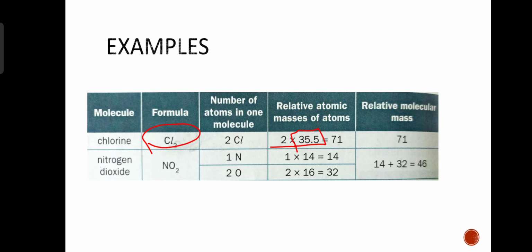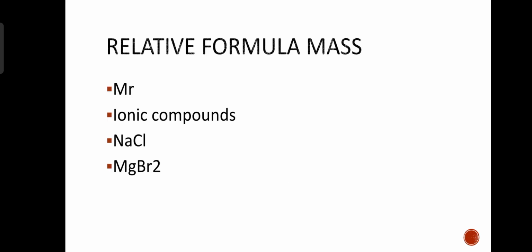It is calculated by adding together the relative atomic masses of all the atoms in its chemical formula. This is the chemical formula, and for all the atoms, you have to use the relative atomic mass of all the atoms that are present in this formula.